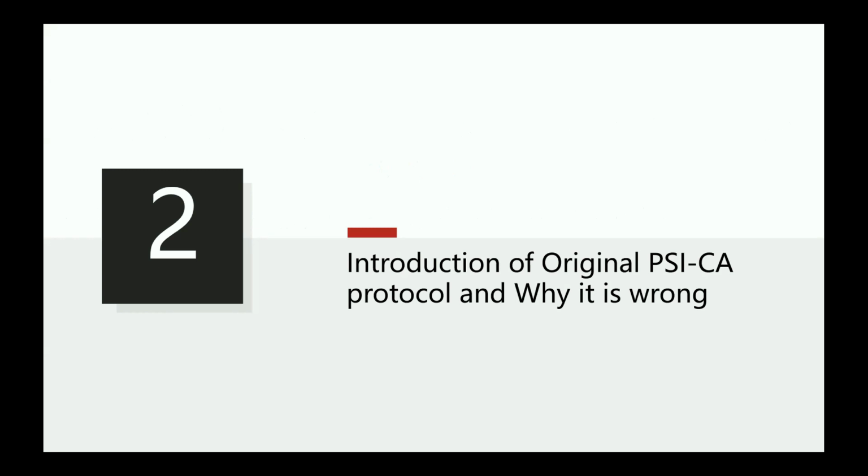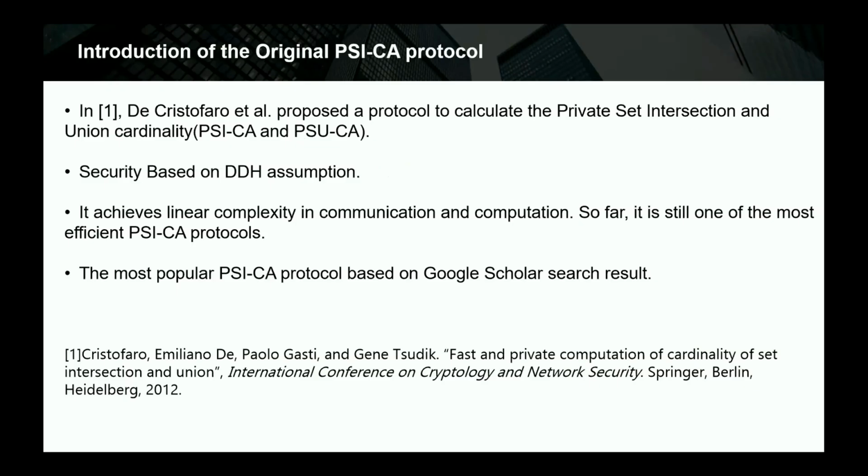Section 2 is the introduction of the original PSI-CA protocol and why it is wrong. In this paper, the authors proposed a protocol to calculate the private set intersection and union cardinality, aka PSI-CA and PSU-CA. This paper's security is based on the DDH assumption. It achieves linear complexity in communication and computation. So far, it is still one of the most efficient PSI-CA protocols. Also, it is the most popular PSI-CA protocol based on Google Scholar search results.